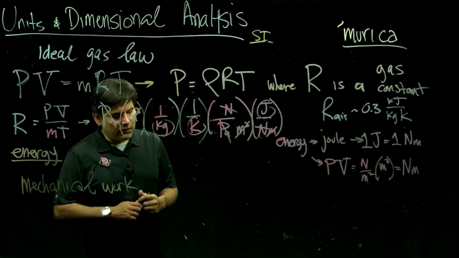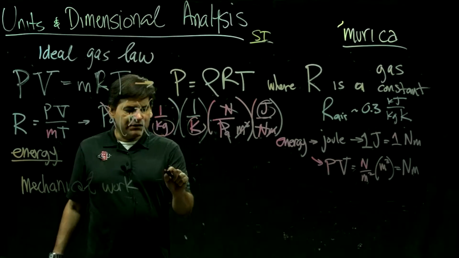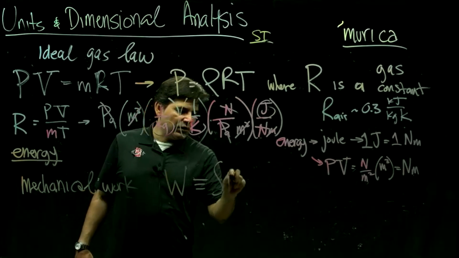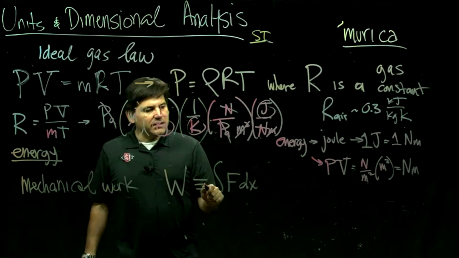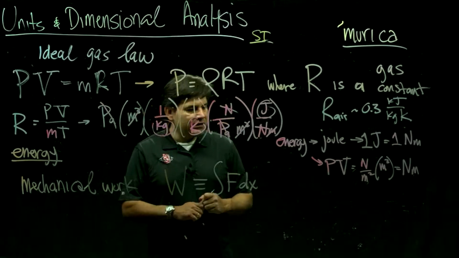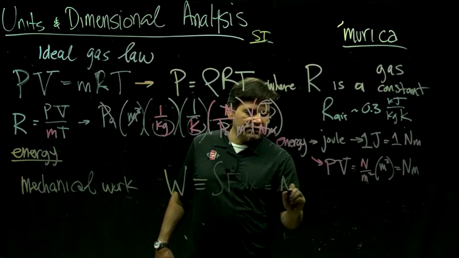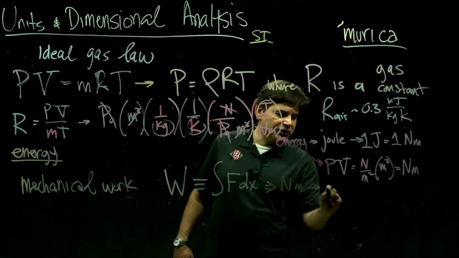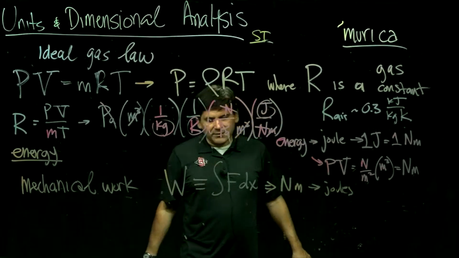So the best way to start for mechanical work is the definition: W, mechanical work, by definition, is the integral of some force over some distance. So that pops out units right away, especially if you're in SI units, nice and clean units for the most part. This would be newtons per meter, as I just said, would be joules. So that makes sense.